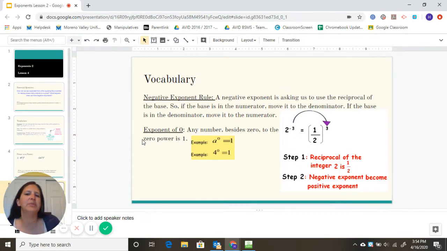So here we have new vocabulary. We have a negative exponent, which means exactly what you see right here.